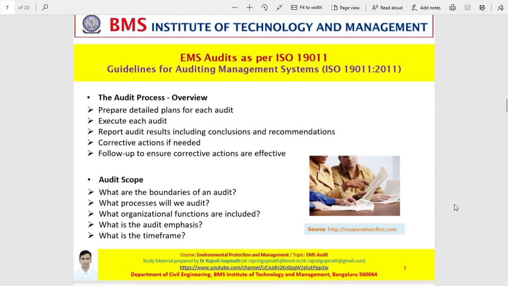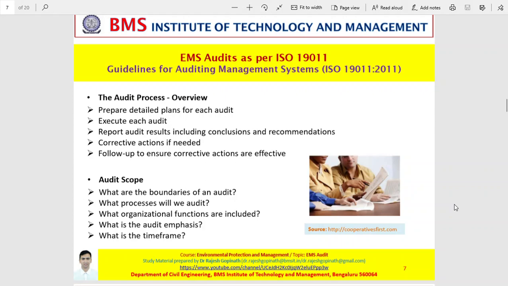Having said all this, there is a limited or defined fixed scope for any audit, which enhances the effectiveness of the audit process. And these are the boundaries of an audit: the processes that will be audited, the functions within the organization, the departments within the organization, the main objective or core that the audit is going to emphasize, and the stipulated time frame within which the audit has to be completed.